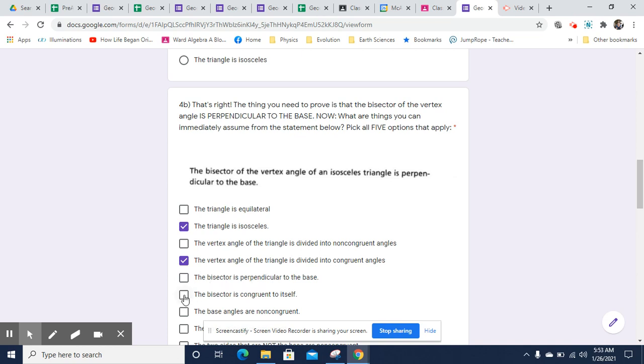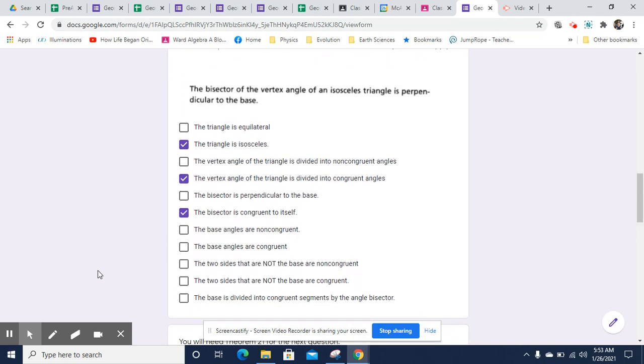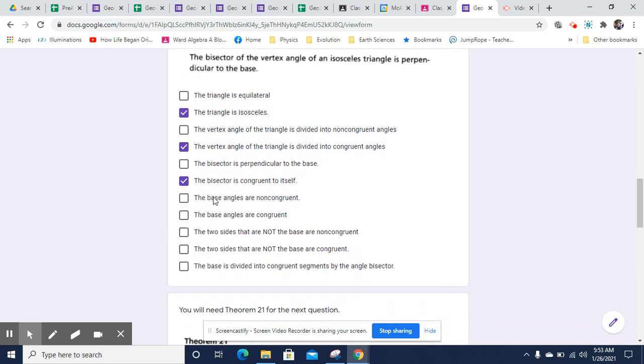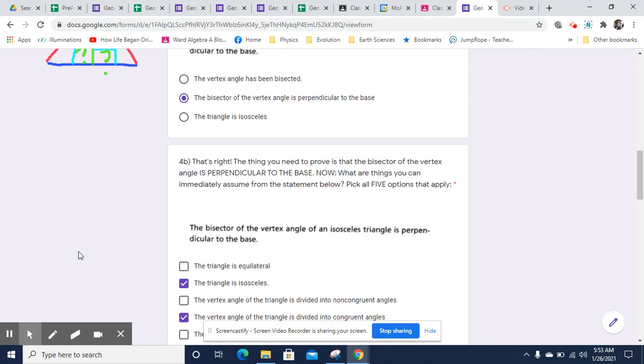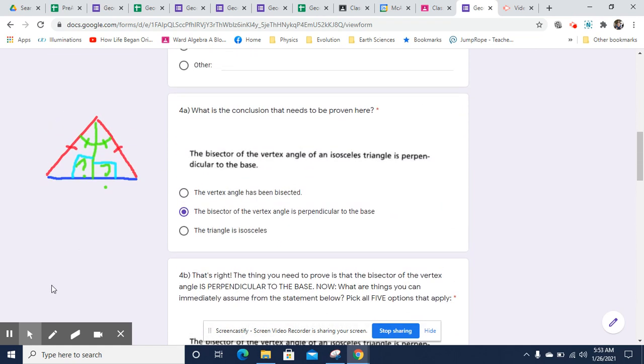The bisector is congruent to itself. Absolutely. That's an easy grab. The base angles are non-congruent. Well, it's isosceles, so the base angles are actually congruent. The 2 sides that are not the base are non-congruent. The 2 sides that are not the base are congruent. Well, it's isosceles. That's the definition of an isosceles. The base is divided into congruent segments by the angle bisector. Well, no, we can't conclude that yet. We're going to have to do some proofy stuff. It won't be hard to prove that that's true, but there are some things we have to get to first.